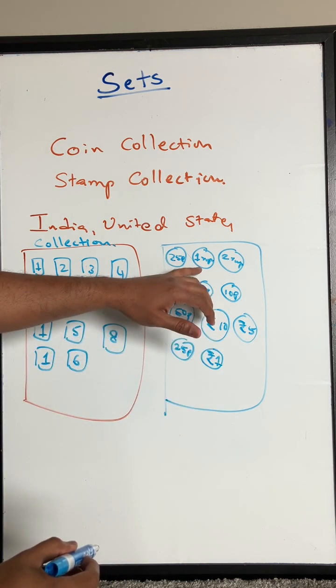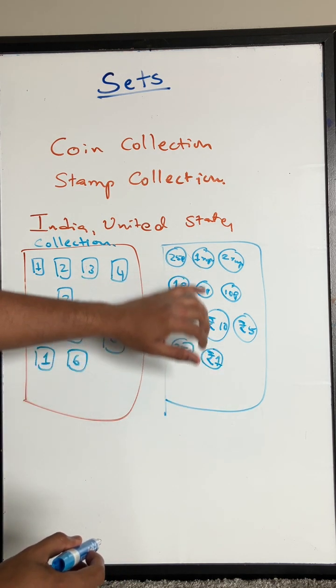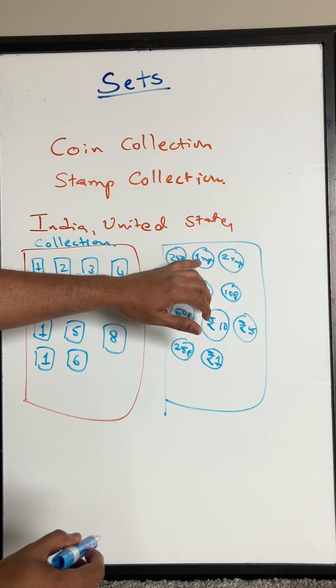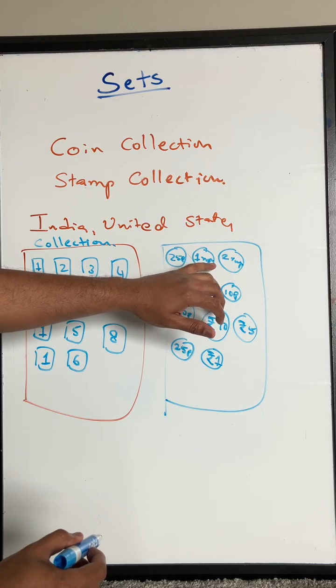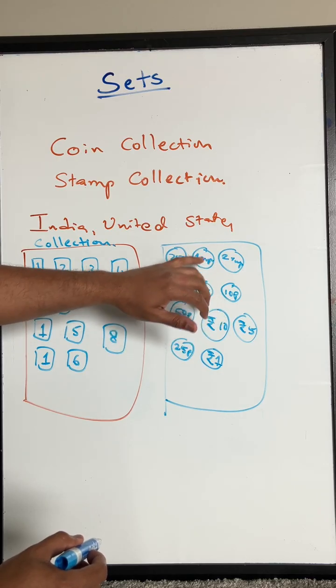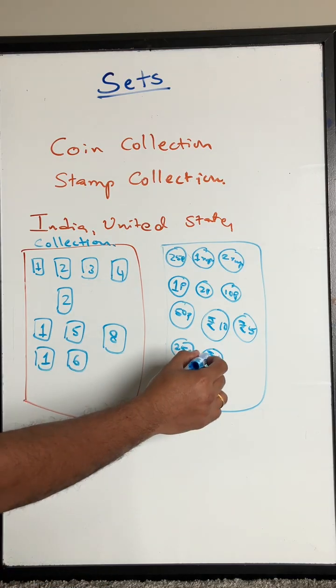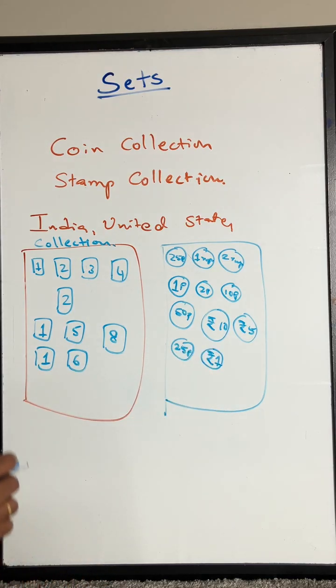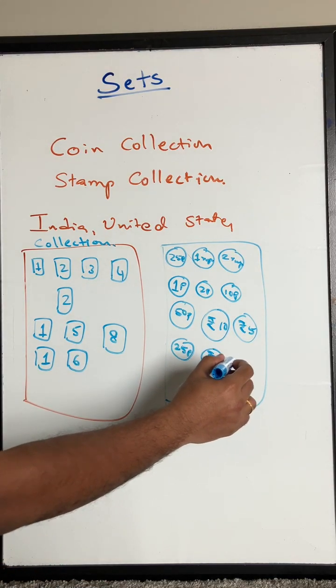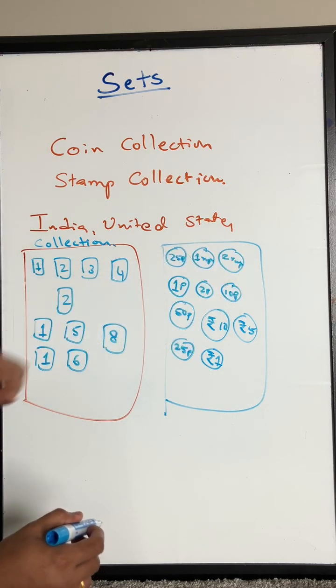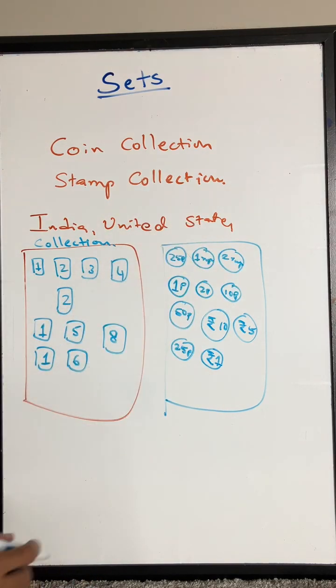The value is the same, 1 rupee, 1 rupee, but here it is written with 1 in English letters, RUPEE. And this is 1 rupee with the recent latest rupee symbol. So this is another coin collection. If we take these, we call them collections.